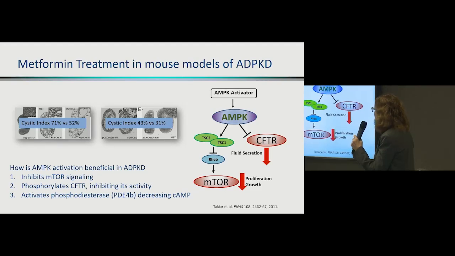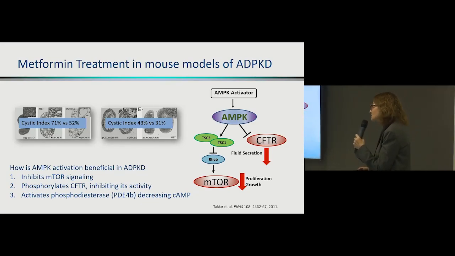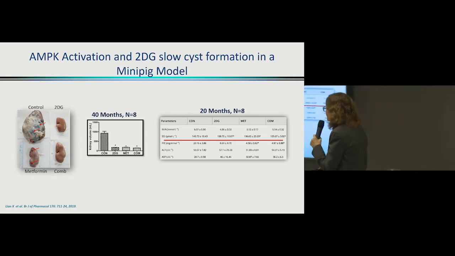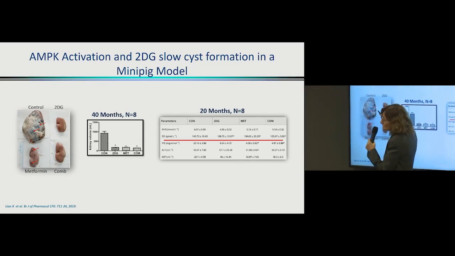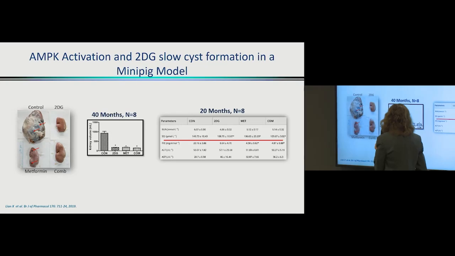How this might work, in addition to inhibiting mTOR signaling, it's thought to inhibit the activity of CFTR again and activate phosphodiesterase, decreasing cyclic AMP. And this is just shown again in a pig model of PKD, that it's quite effective. So here they're looking at a control pig kidney, treating with 2-DG, which we talked about in mice works, metformin works, and when you combine them, it doesn't look like there's an additive effect.